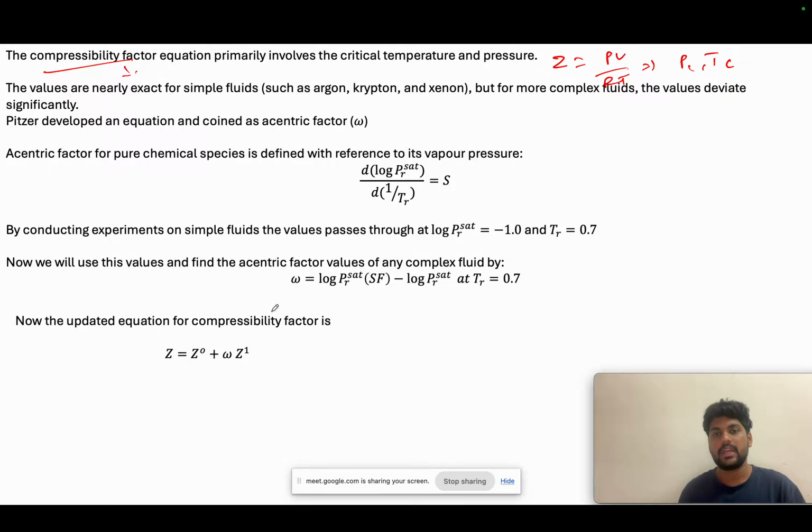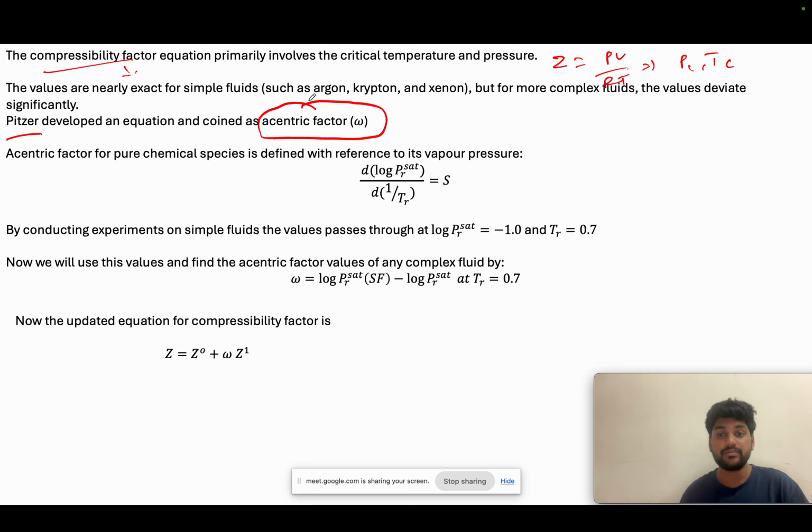But when we have real gases where there will be attraction or repulsion, that's when we come with the new topic, two new terms called compressibility factor or virial equation or the cubic equations. In that also there is another loophole: you have developed one compressibility factor, but that is good only for simple fluids such as argon, krypton, xenon, which are noble gases. But if you go for more complex fluids, the values deviate significantly. So based upon this observation, Pitzer developed an equation and coined it as the eccentric factor.